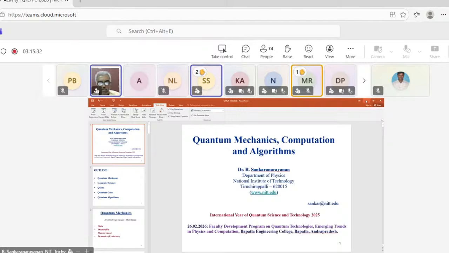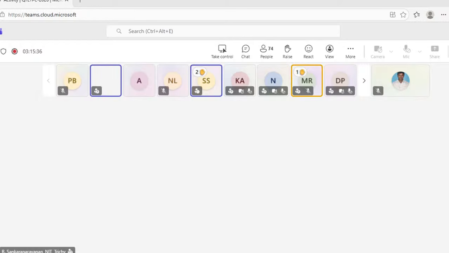But the question is, can we make this whole method cost effective? Those are some of the concerns in designing the quantum computer. Okay. Thank you, sir.